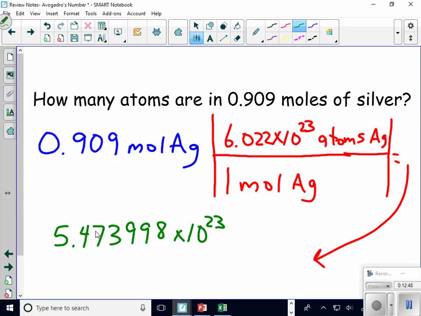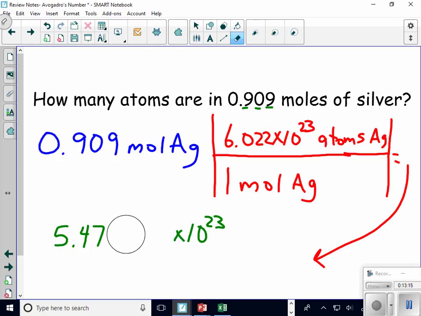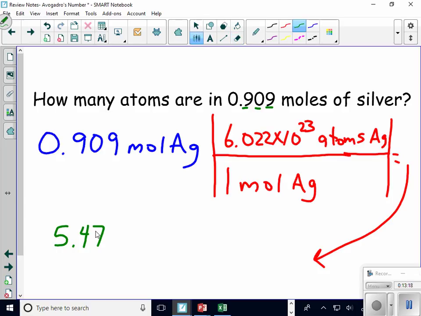Now, how many significant figures do I have in my problem? Okay, we're going to get back into sig figs. If you need to review your sig fig notes, review your sig fig notes. How many significant figures do I have in the problem? 1, 2, 3. So I need 3 in my answer. So when I come up here, I have 5.47 times 10 to the 23rd.